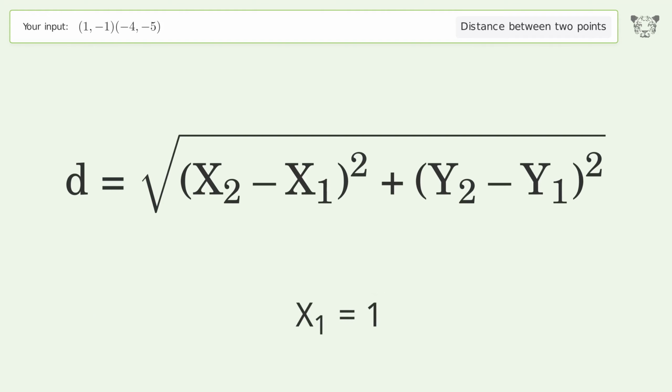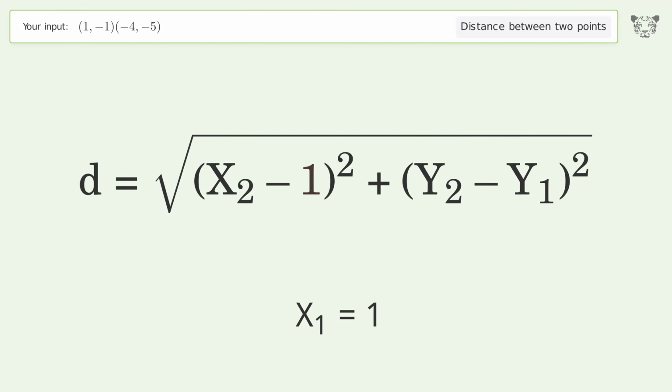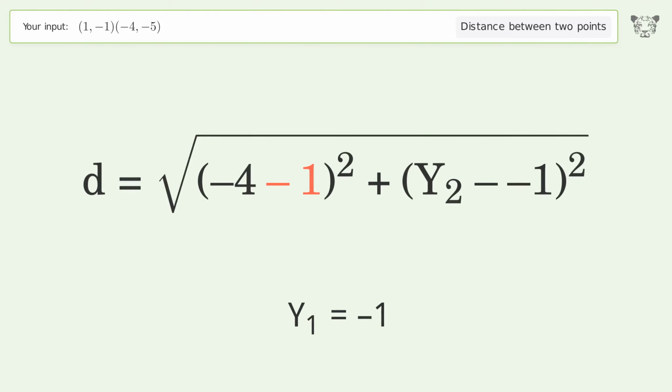x1 equals 1. x2 equals -4. y1 equals -1. y2 equals -5.